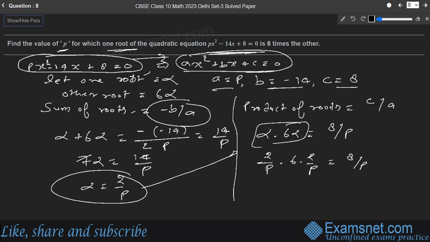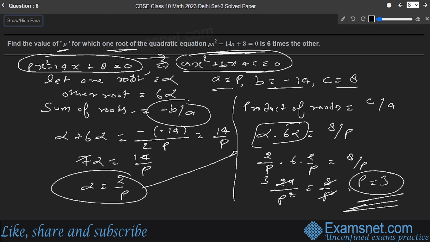If we solve this further, this is going to be 24 by p square is going to be 8 by p. So we can cut these values all together. 8 3s are 24, and this p can completely cut one p. So ultimately the p value comes out, with a cross multiplication, as 3. So that is going to be the right answer. P value is nothing but 3.